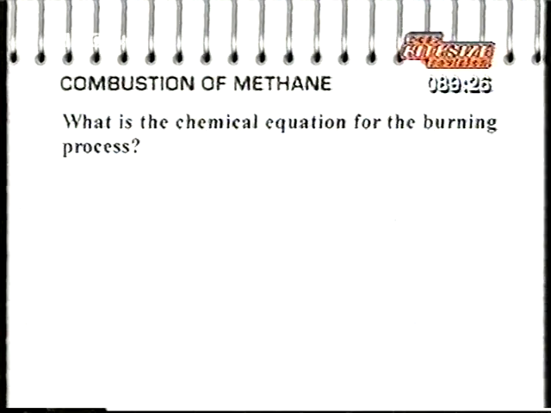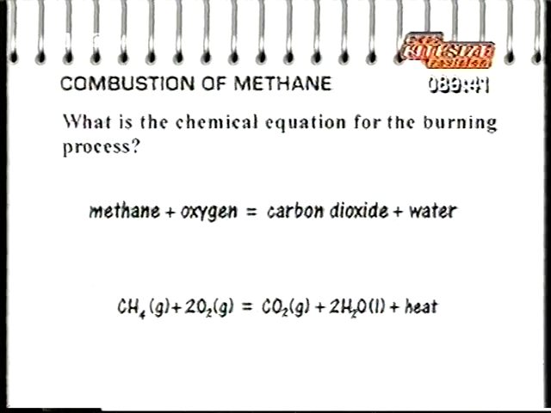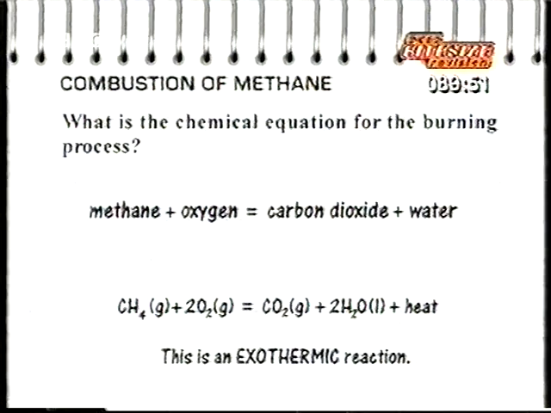And finally, what is the chemical equation for the burning process? The word equation for the burning of natural methane gas is methane plus oxygen produces carbon dioxide gas plus water. The chemical equation for that is CH4 plus 2O2 gives CO2 plus 2H2O. This burning reaction gives out a lot of heat. It's an exothermic reaction.